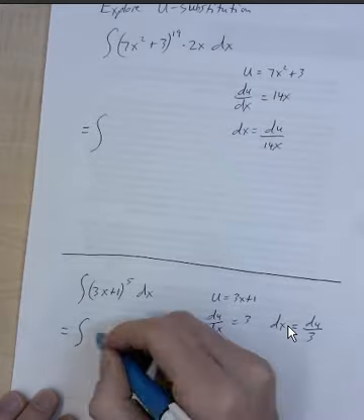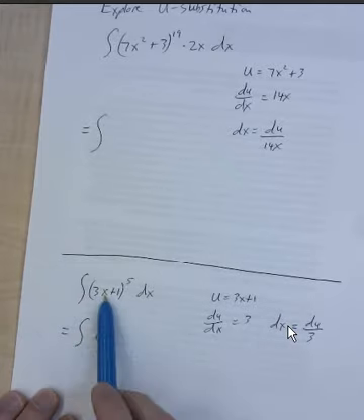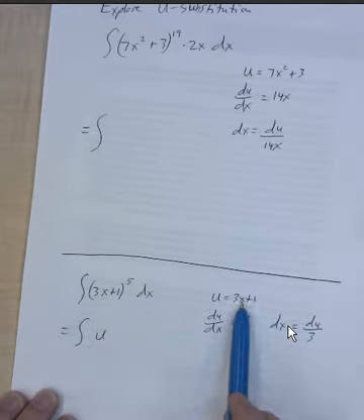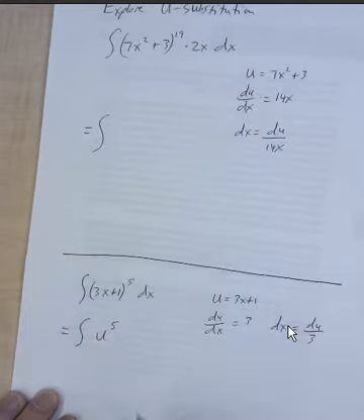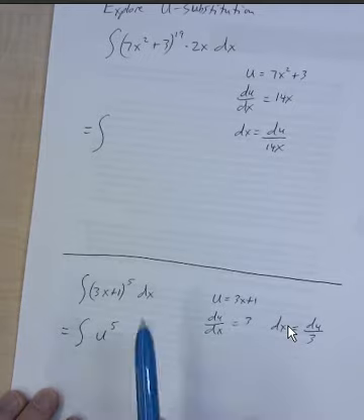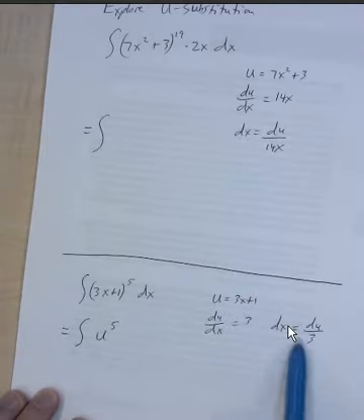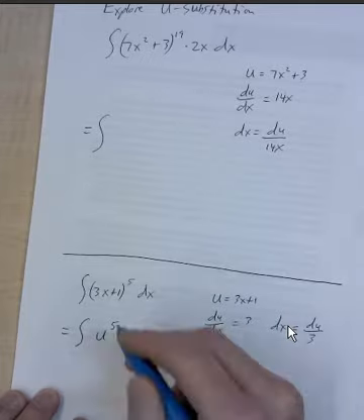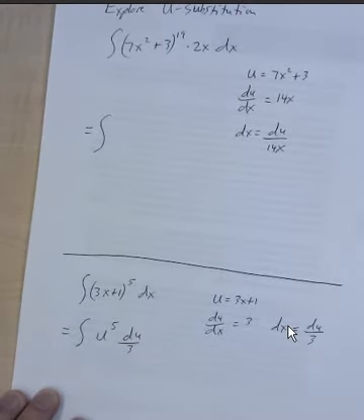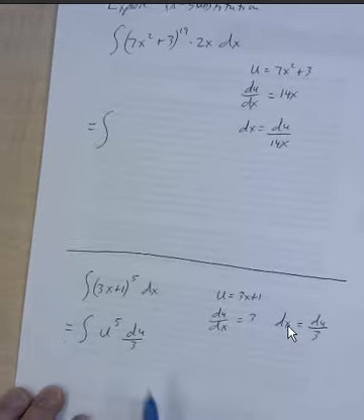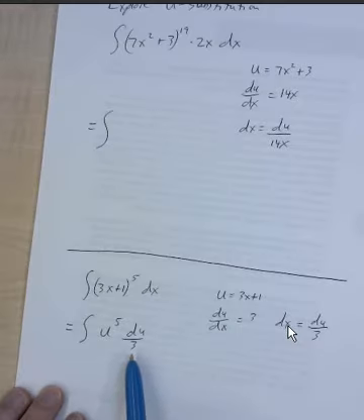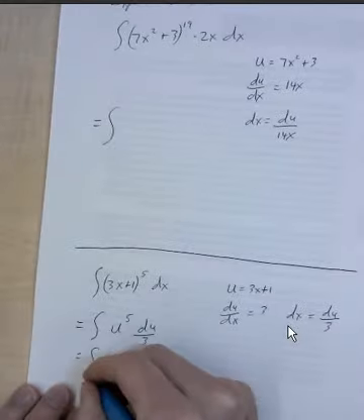So instead of 3x plus 1, we're going to put in u, because that's what it is. U to the 5th. We don't even need parentheses anymore. dx, we've already solved for. That's the same as du over 3. But du over 3 is really just the same as 1/3 of du. Dividing by 3 is the same as multiplying by 1/3. So that's the integral of u to the 5th times 1/3 du.